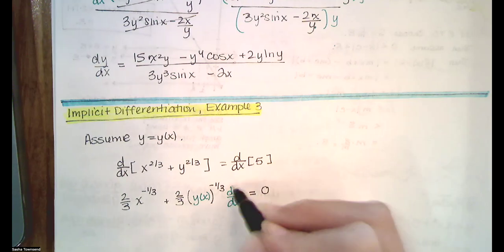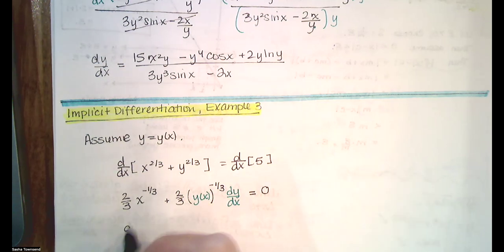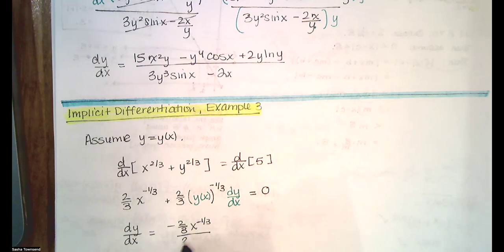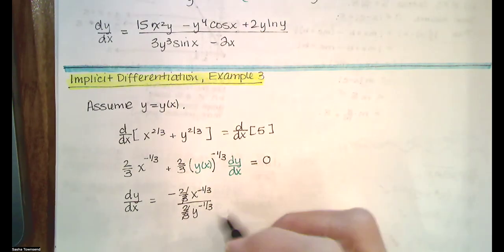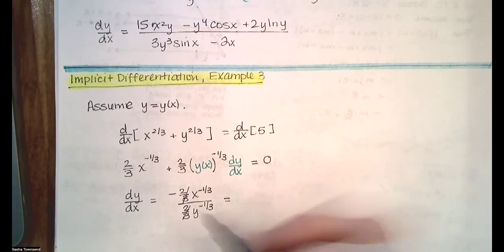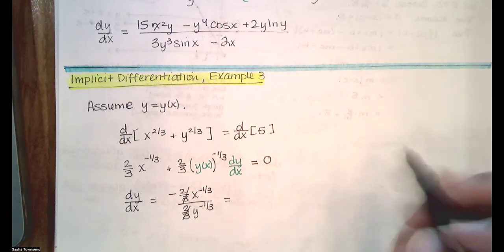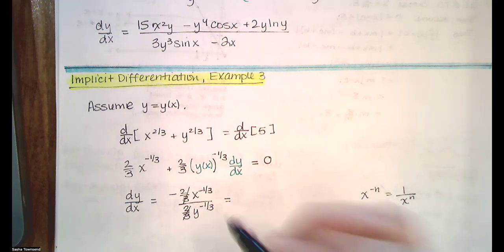And we're trying to get dy/dx by itself. So we'll subtract this term from both sides and then divide by this one. So we'll have dy/dx equals negative 2/3 x to the negative 1/3 divided by 2/3 y to the negative 1/3, and the 2/3 reduce. And using exponent properties, this x to the negative 1/3 would become an x to the positive 1/3 if we put it in the denominator, because if you have x to a negative power, that's 1 over x to the same power but positive.